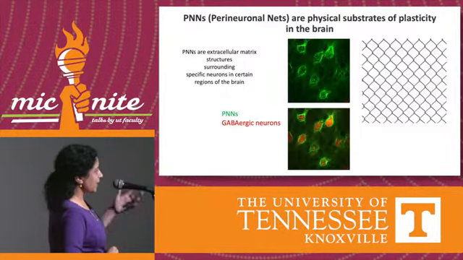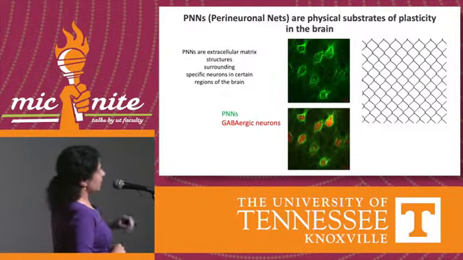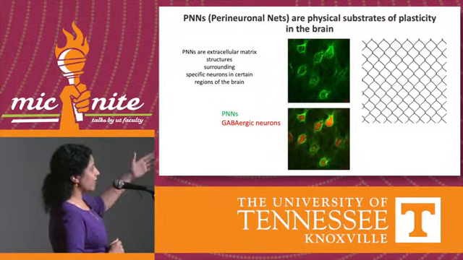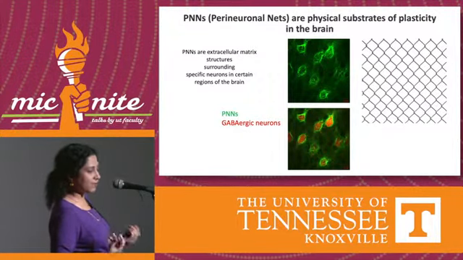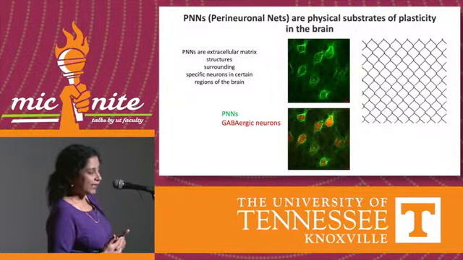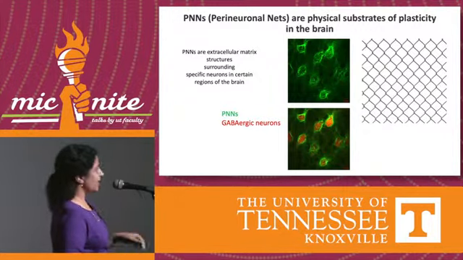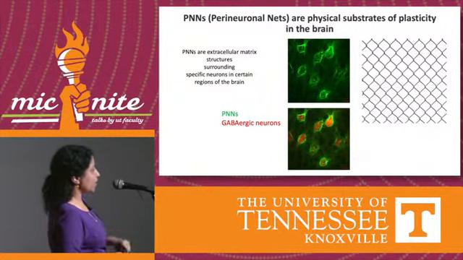So, since we had an increased expression, we wanted to look at PNNs here. What are they? They are extracellular matrix structures that are fence-like, and they can help form synapses, or they can actually inhibit formation of these connections. They're shown in green over here, and they're on GABAergic neurons, which are the red colored ones on the bottom slide there.